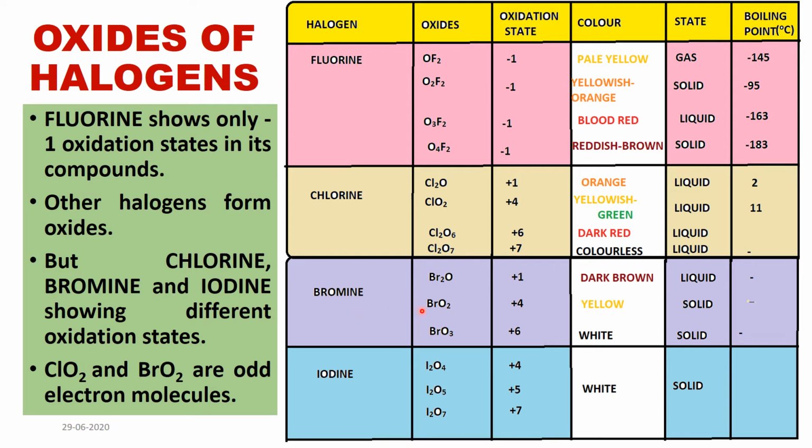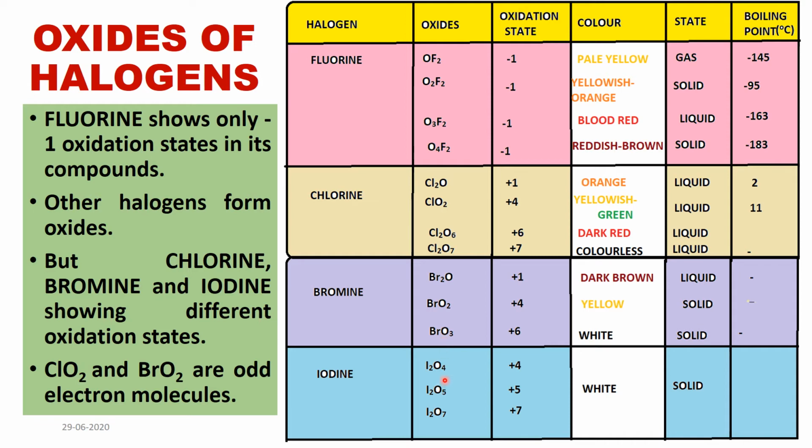And bromine forms dibromine oxide having +1 oxidation state and it is a dark brown liquid, and bromine dioxide, in which the bromine is in the +4 oxidation state, is a yellow solid. Bromine trioxide, in which the bromine is in the +6 oxidation state, appears as a white solid.